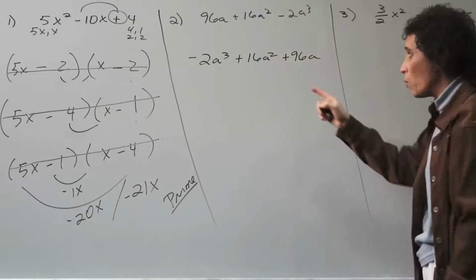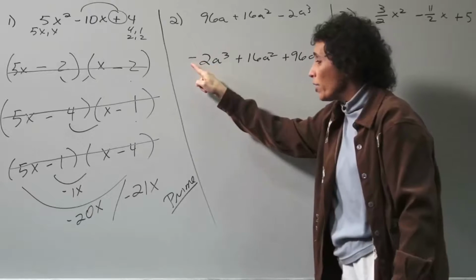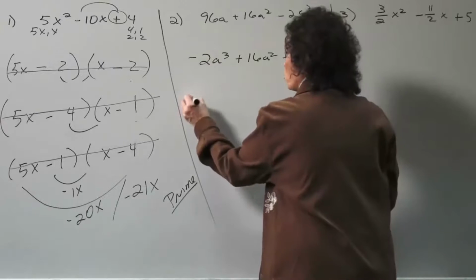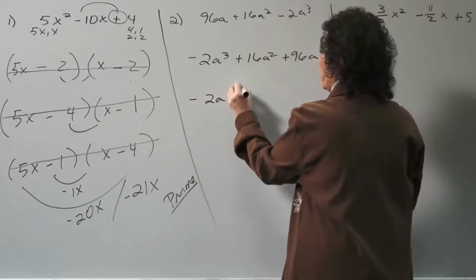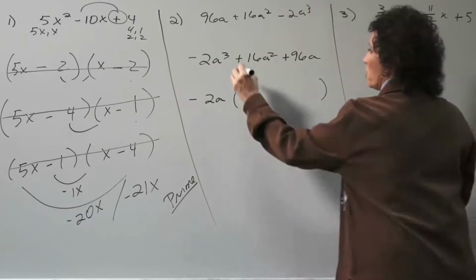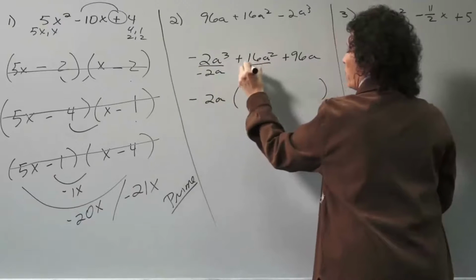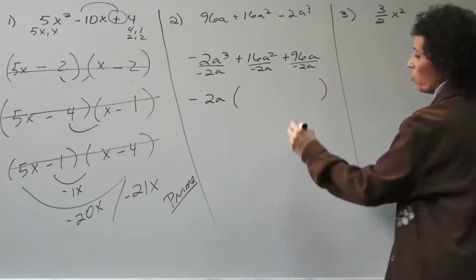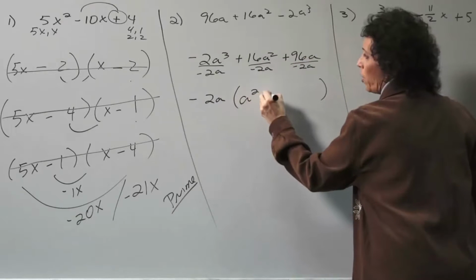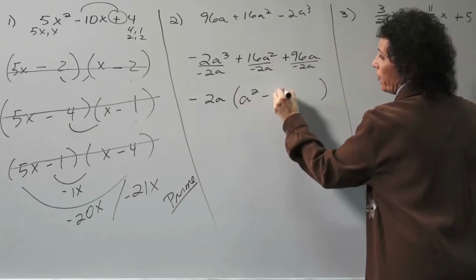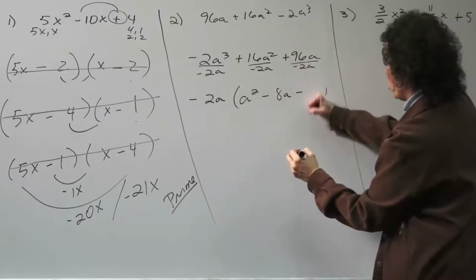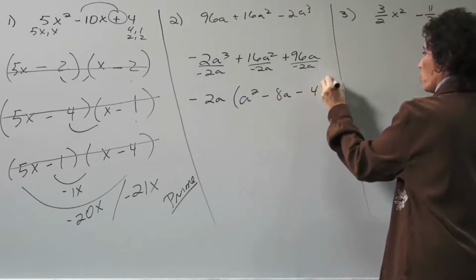And I'm going to tell you why I want this in standard form. Because now I notice my leading term is negative. So when I take out a GCF, the negative comes with me. Negative 2a is my GCF. Negative 2a, negative 2a, negative 2a. Okay, so we reduce. We get a squared minus 8a minus 48, since 2 into 96 goes 48 times.